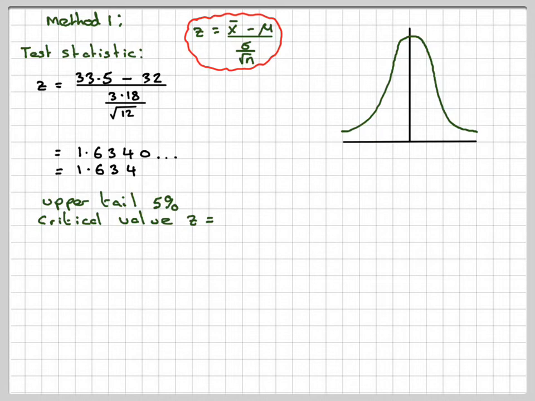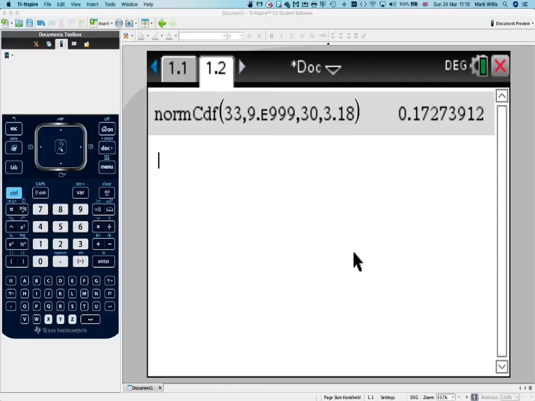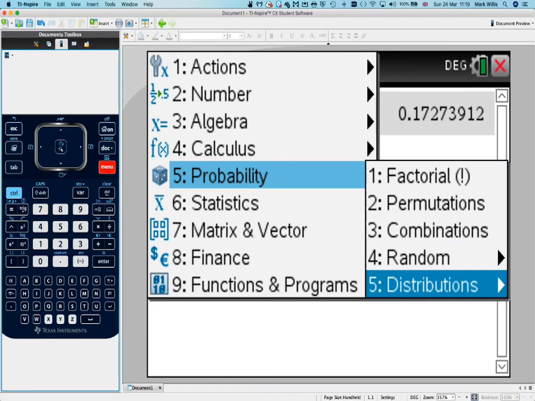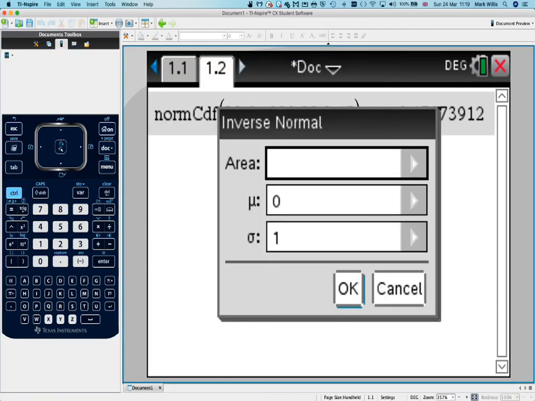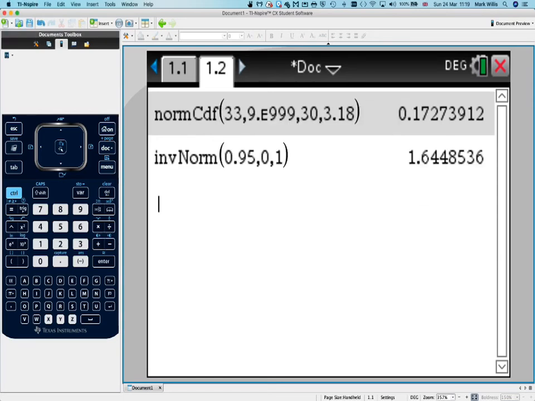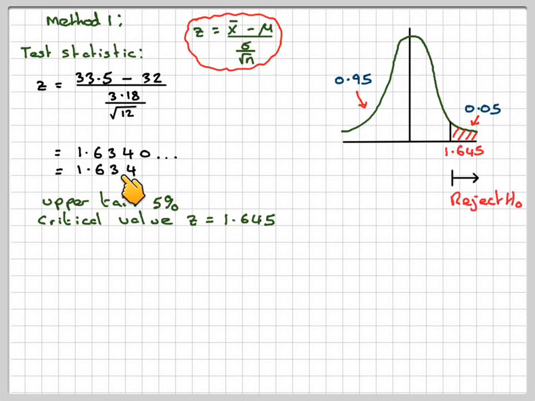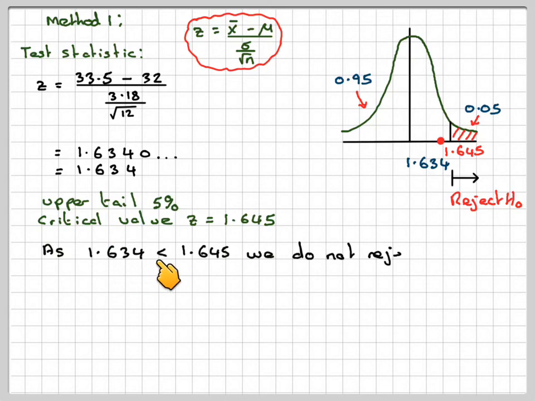To find the critical value of z, go to the calculator and do Menu, 5 Probability, Distributions, and inverse normal, because you want the area. We want the upper 5%, so that's a lower 95%, so 0.95. These 2 stay the same as they are, 0 and 1. It gives you 1.645. So we will reject H0 if it is in this area, but we've already calculated our value of z. That's going to be somewhere over here, 1.634. It's only just less. So the conclusion is, as 1.634 is less than 1.645, we do not reject H0.